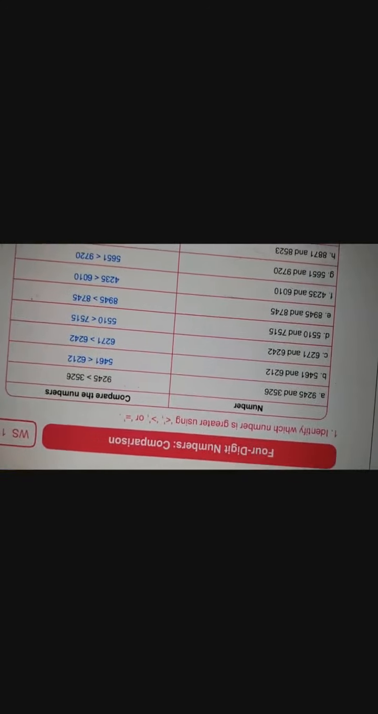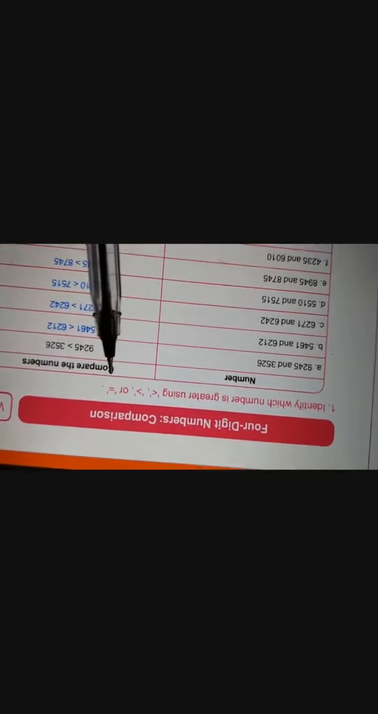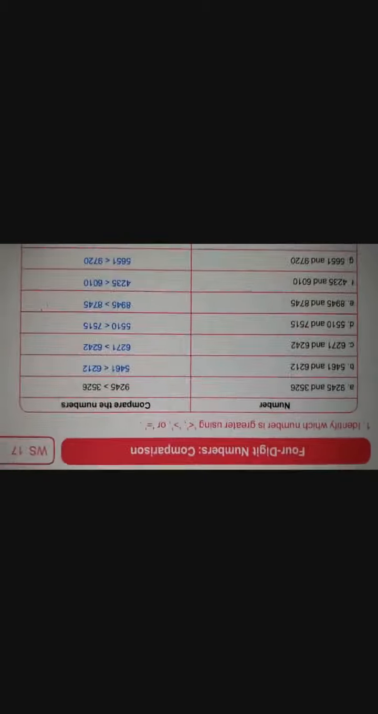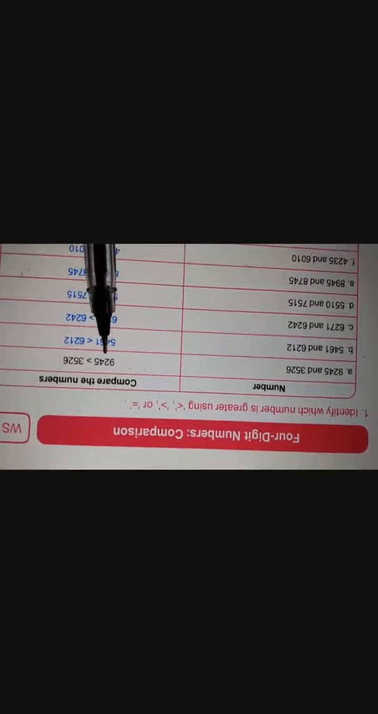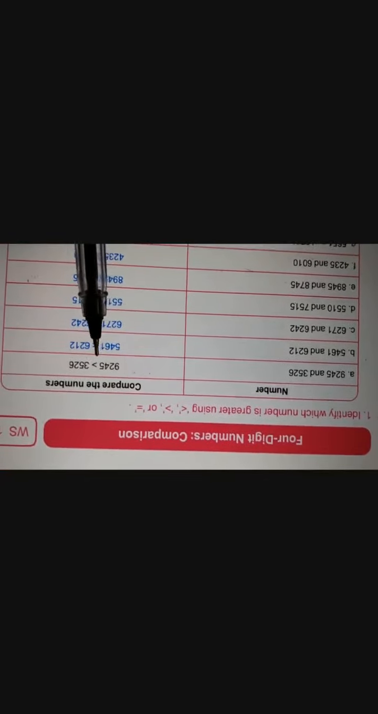Okay students, now we'll start the next worksheet. Worksheet number 17, 4-digit number comparison. So in that, identify which numbers are greater using the less than, greater than or equal to. So look at here students, first one is 9,245 greater than 5,26.